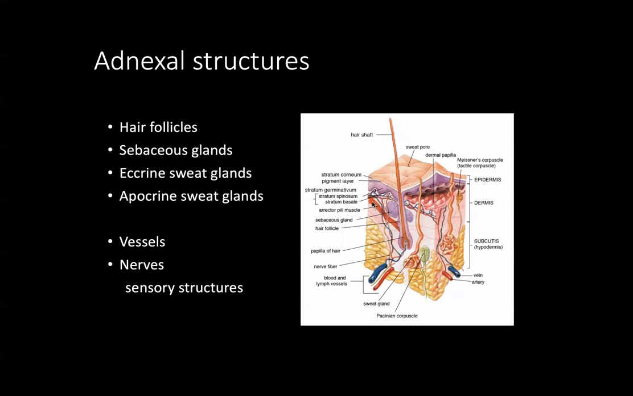So you can have something called a piloleiomyoma, which arises from the erector pili muscle. You can also have an angioleiomyoma, which arises from the smooth muscle of vascular structures. So every single part of the skin that you see, including the nerves, can give rise to neoplasms, such as neurofibromas.